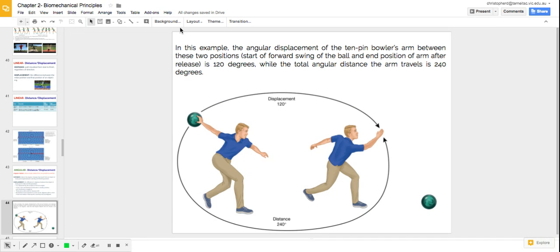So when we look at this here, the angular displacement of the 10 pin bowler between these two positions, so our start position and our finishing position, is 120 degrees. Whilst they've moved their arm back and then come all the way through, so their distance is 240 degrees. Remember, 360 degrees is the whole way around. We have to look at the smaller distance between the two. That is our displacement. So if it's 240 degrees in terms of distance, then the displacement is going to be 360 degrees minus 240, which gives us 120. And that is measured in degrees.